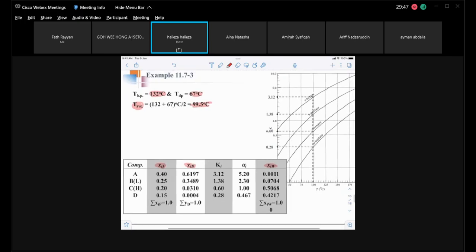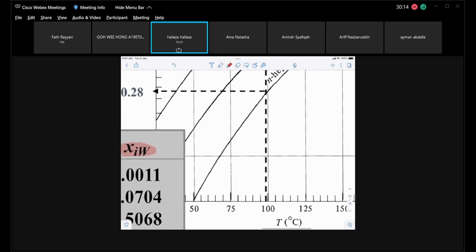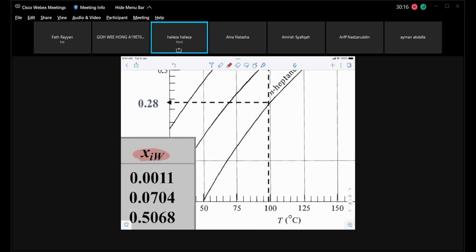Okay, now your K value, you're going to get it at this temperature, the average temperature. Okay, once you manage to get your K value, you calculate your alpha, which we have mentioned is equal to Ka for component A over Kc for this example. Okay, so at the temperature of 99.5, which is almost 100 there, that is my temperature of 99.5. Okay, at this temperature.